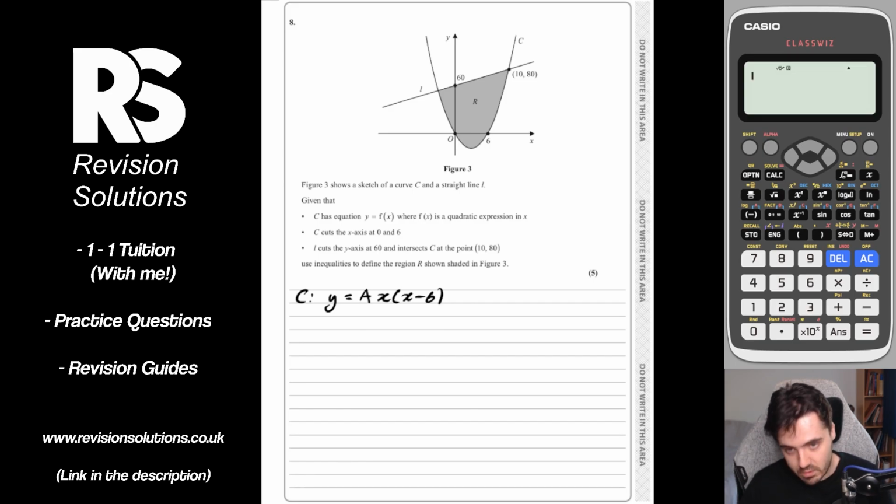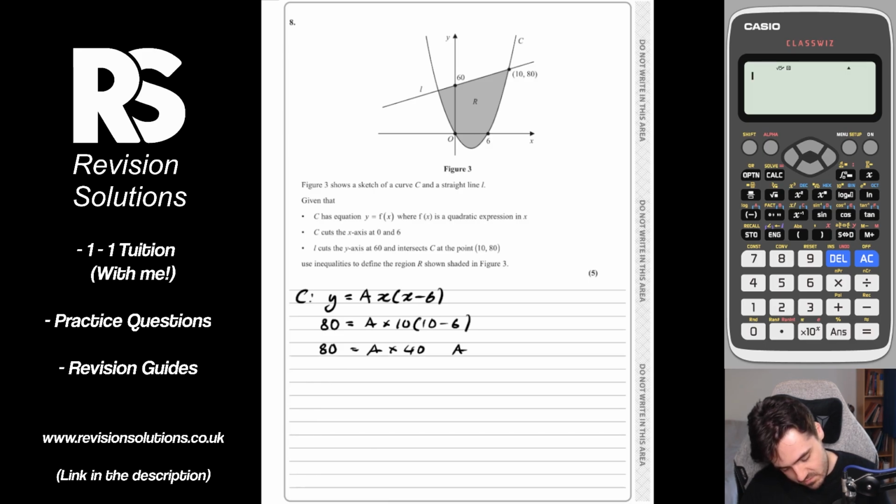So we need to think about what constant actually fits the graph. To do that, we can just plug in a point that we know it goes through. We know it goes through the point (10, 80). So we'd say that 80 must equal a times 10 times (10 minus 6). Simplifying, 80 equals a times 40. So then a would equal 2. So our curve is y equals 2 lots of x times (x minus 6).